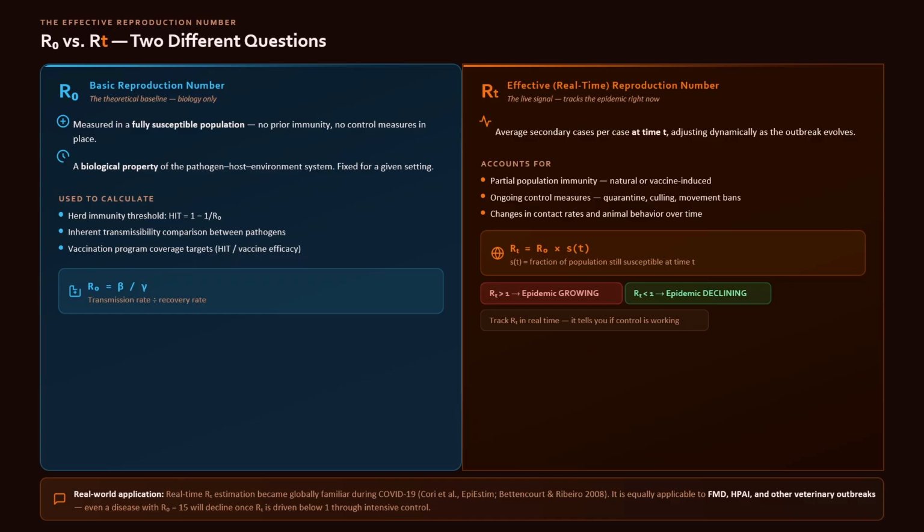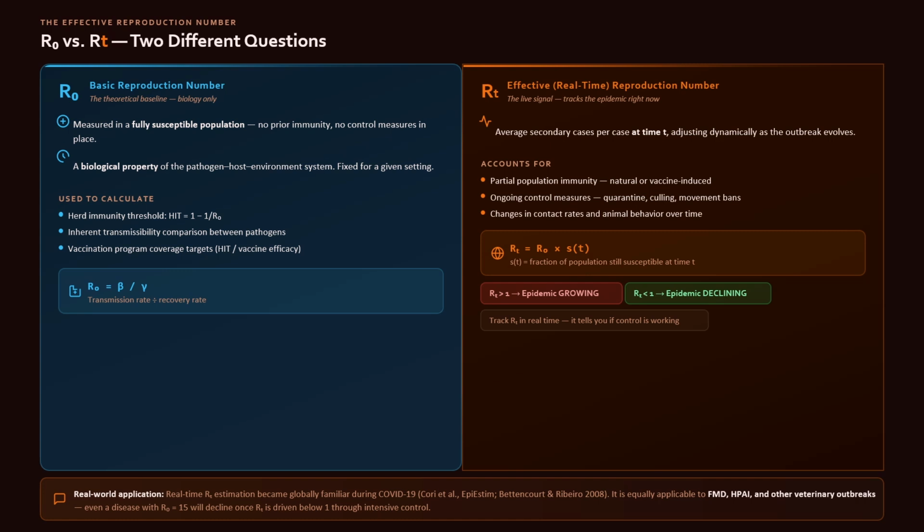An important distinction that trips a lot of people up: R0 versus RT. R0 is the theoretical baseline, biology only, measured in a fully susceptible population with no immunity and no control. It's fixed for a given setting and lets us compare how transmissible different pathogens are. RT, the effective or real-time reproduction number, is the live signal, the average secondary cases per case right now as the outbreak actually evolves. It accounts for partial immunity, ongoing control measures, and changing contact patterns.